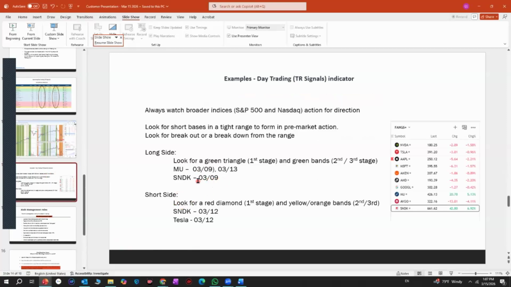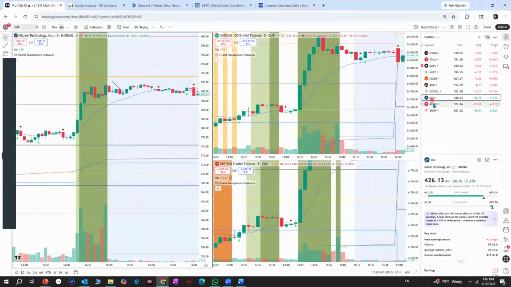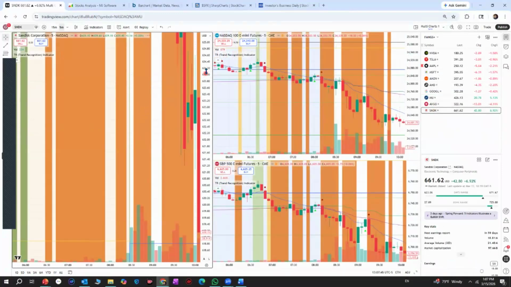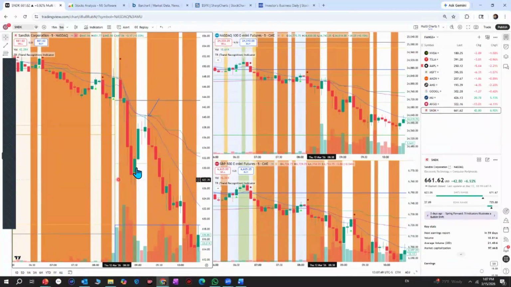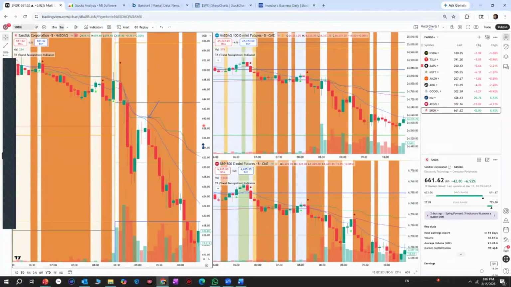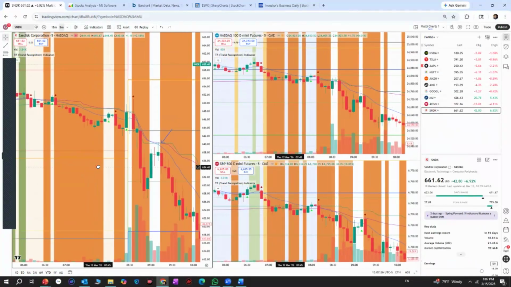SanDisk was again 9th of March and 12th of March, and Tesla on 12th of March. So we take a look at that. So 9th of March, SanDisk. So we have SanDisk here. Just select SanDisk here, and it will populate. Now this is 12th of March. So let's take a look at 12th of March, SanDisk. Then we'll go to 9th of March.